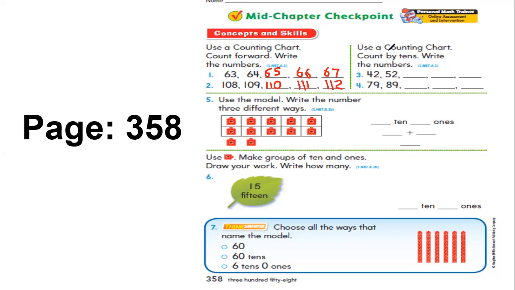The next one, use the counting chart, count by tens. They have mentioned here, write the numbers. So let's count by tens. Question number 3. We have 42, 52, and the next number will be? Very good, Livia. Excellent, Lamar. Very good, Zainab. Yes. So the next number will be?